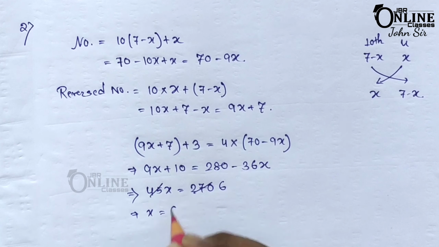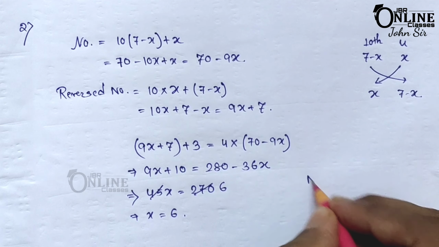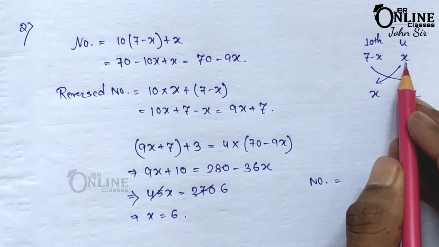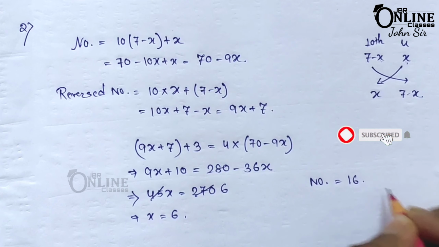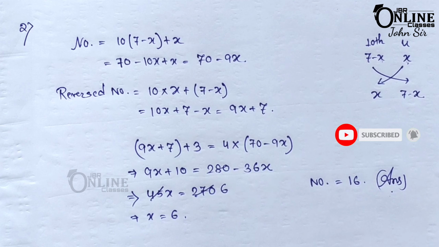So here x equal to 6. Okay, so the number will be, if this one equal to 6 and this one equal to 6, 7 minus 6, so 1, so number will be 16. So 16 is the answer.